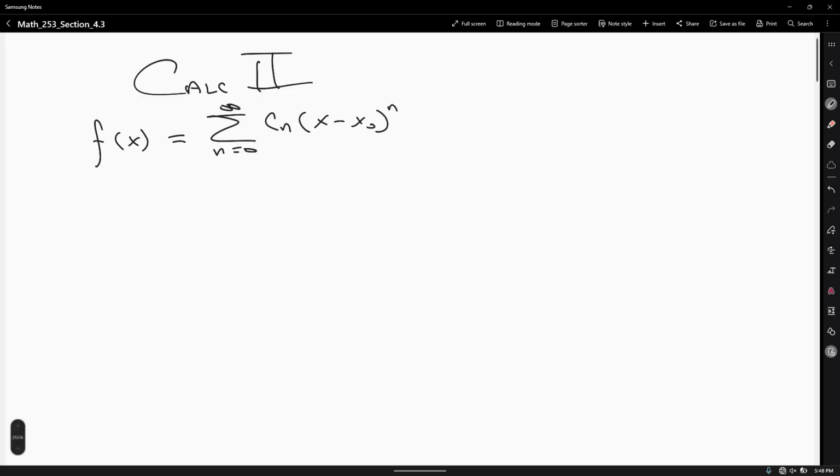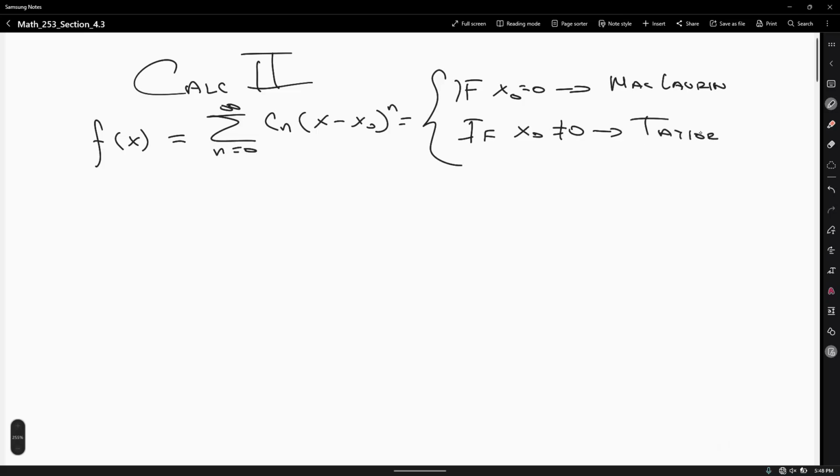But at least for the elementary ones that we work with, I can calculate e to the ax, sine u, cosine u, arctan u, even the hyperbolics. There's a closed form for those series in sigma notation. If x naught equals 0, then this is a Maclaurin series. And if x naught is not equal to 0, any other number, isn't that the name of the series? Taylor series, right?